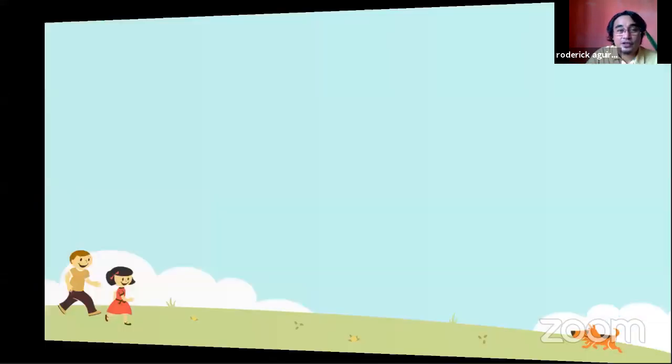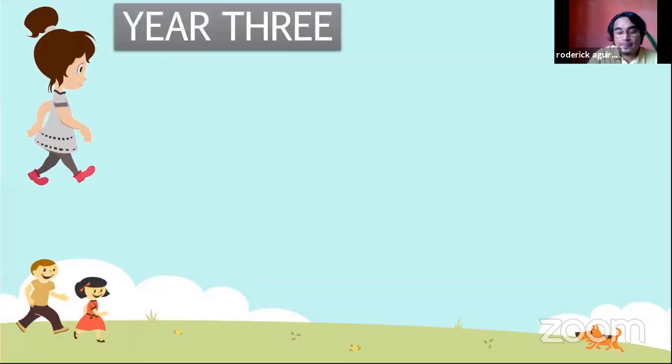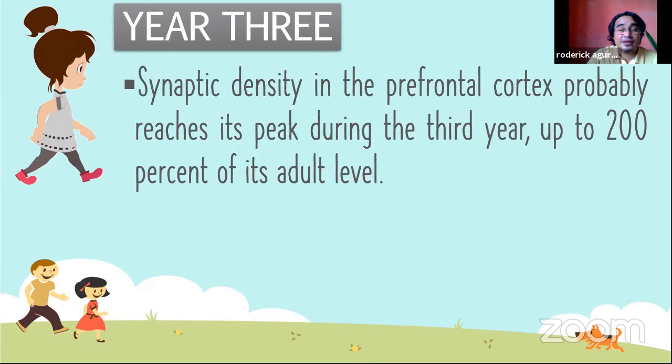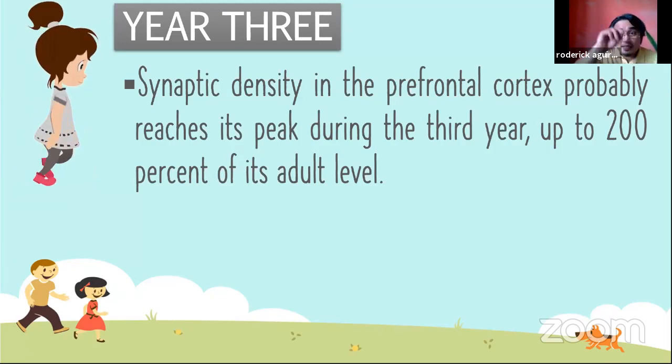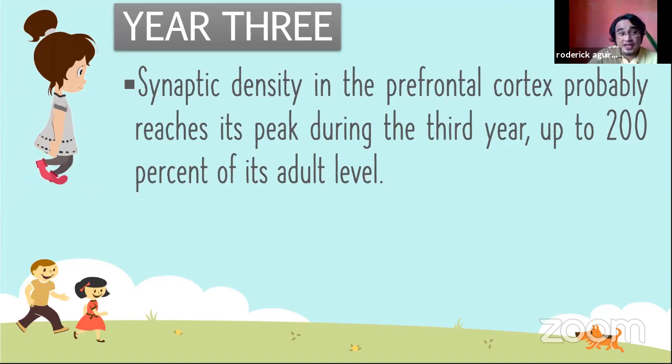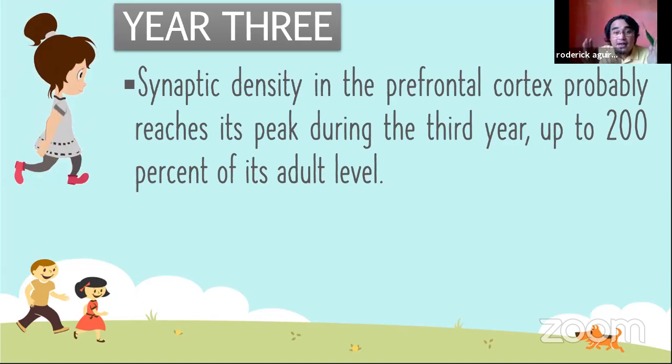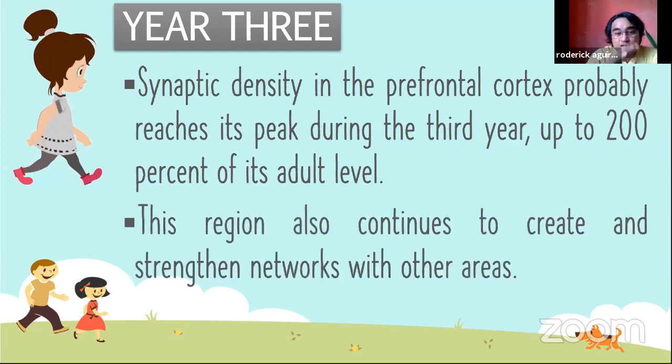Let's proceed to the last year. We'll just focus on the first 3 years though. And then synaptic density, the prefrontal cortex probably reaches peak during the 3rd year up to 200% of its adult level. Look, up to 200% of its adult level. Ganun halos karami ang dapat matutunan ng bata. Ganun kabilis. This region also continues to create and strengthen networks with other areas. Therefore, consistency ang kailangan lang po sa bata. Routines would be very important.